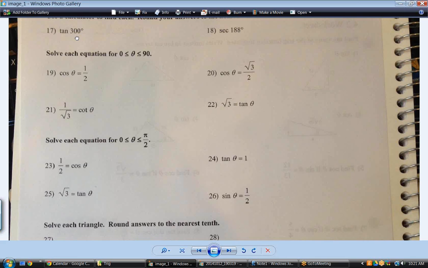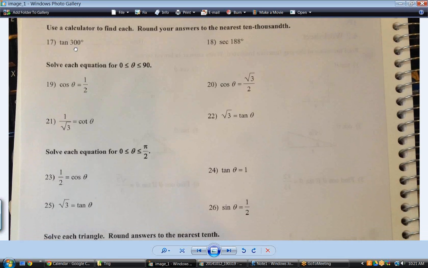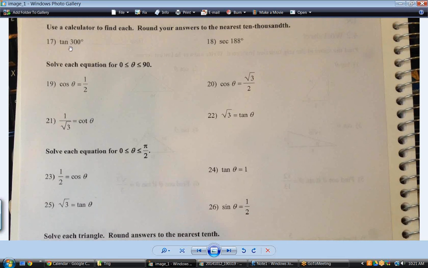We won't do these calculator problems then. Just because, I mean, that's not a bad thing to practice on. You'd want to be able to make sure you knew how to do the secant of 188 degrees, because that's not a common angle.